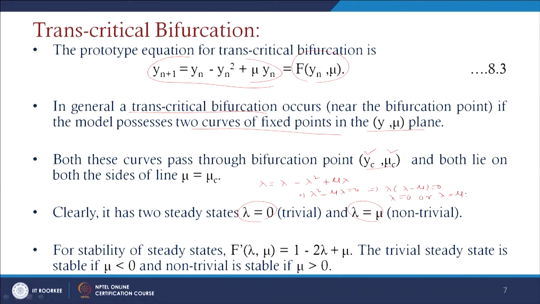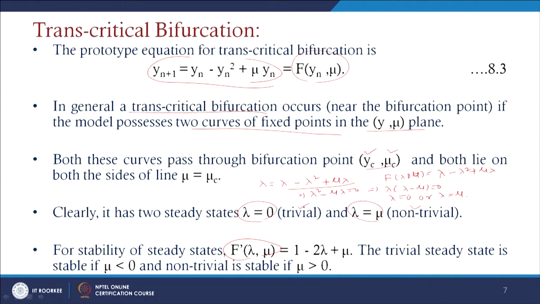So, based on these two values, we can say that we will have a trivial solution or a non-trivial solution. For stability of a steady state, if you just take the difference here, f dash of lambda mu will be 1 minus 2 lambda plus mu. The function f of lambda mu can be written as lambda minus lambda square plus mu lambda here.